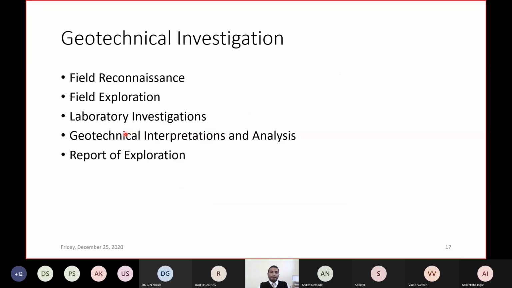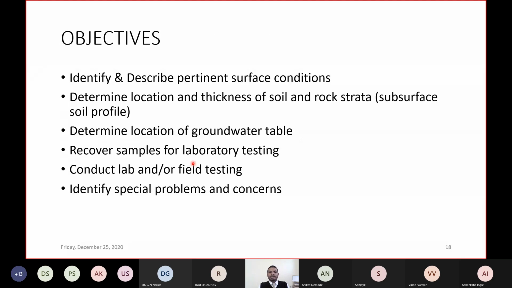Geotechnical investigation can be carried out through this sequence: field recognition survey, field exploration, then laboratory investigation. From these results, a geotechnical interpretation and analysis are prepared, and finally a report from the total exploration program. The objectives of geotechnical investigations are to identify and describe pertinent surface conditions, determine the location and thickness of soil and rock strata, determine the location of the groundwater table, recover samples for laboratory testing, conduct lab and field testing, and identify special problems and concerns associated with the site.